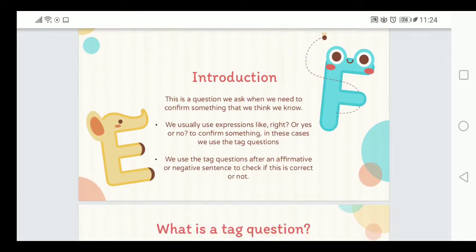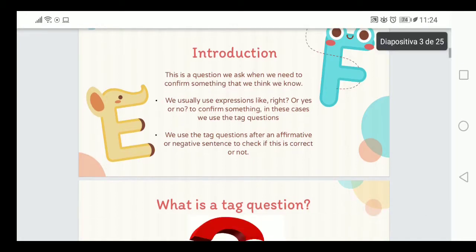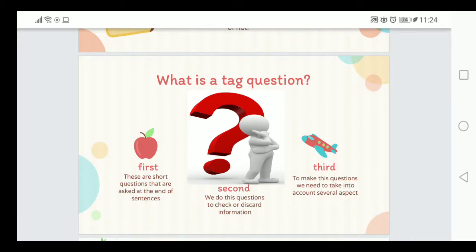First, this is a question we ask when we need to confirm something that we think we know. We usually use expressions like right or yes or no. In this case, we use the tag question. We use this after an affirmative or negative sentence to check if this is correct or not. The tag question is a short question that I ask at the end of the sentence.